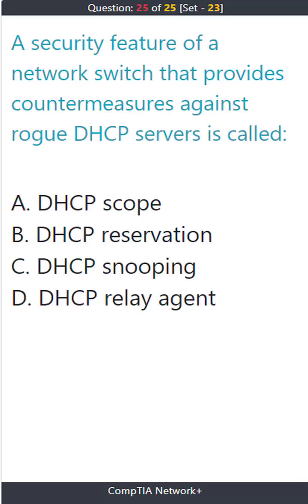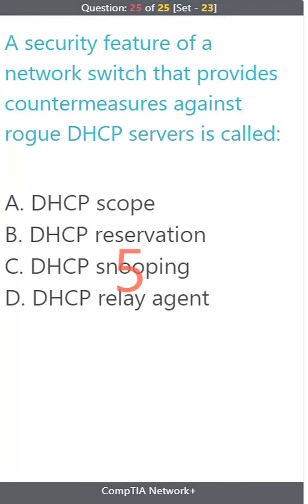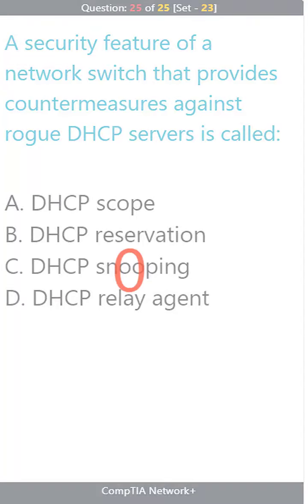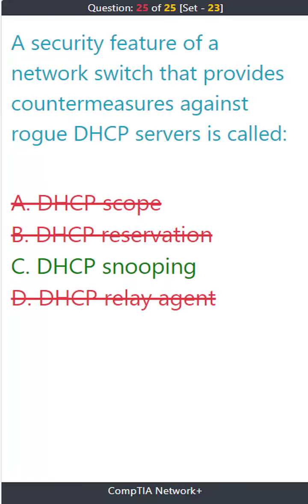Question 25. A security feature of a network switch that provides countermeasures against rogue DHCP servers is called A. DHCP scope. B. DHCP reservation. C. DHCP snooping. D. DHCP relay agent. The correct answer is C. DHCP snooping.